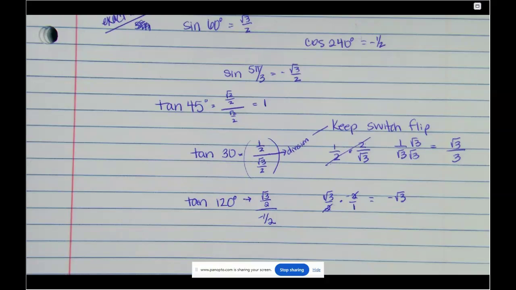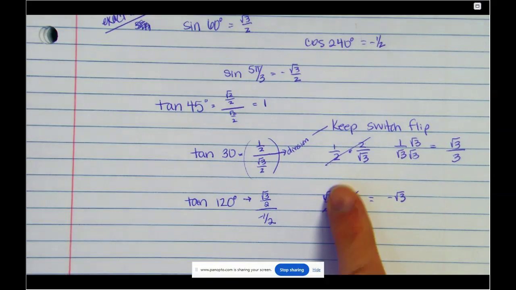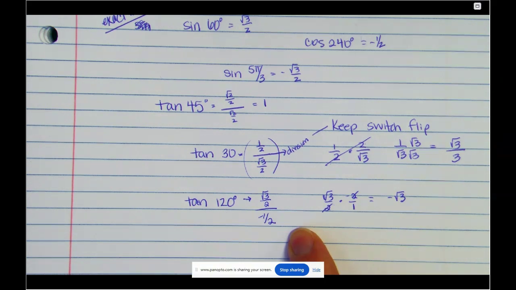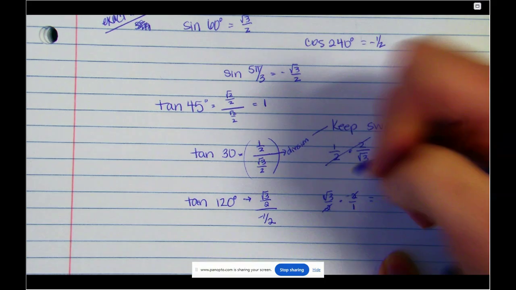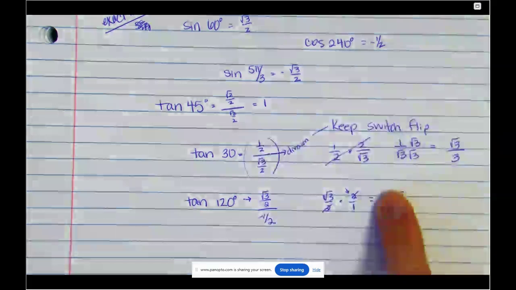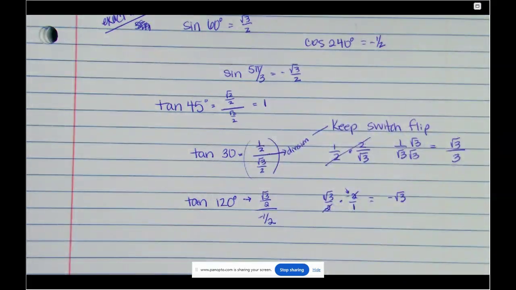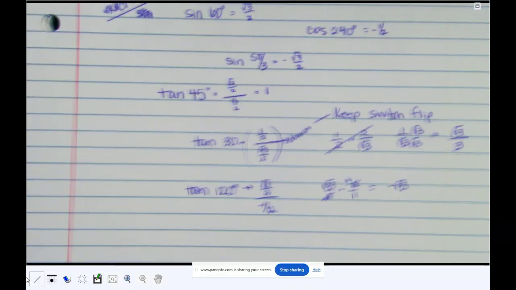Why can you cancel a 2 and a negative? Because I kept the negative. What's negative 2 divided by 2? Negative 1. I kept the negative. It's there because it's here. Will some of them always be able to cancel? You guys, that's a great question. You should always have something that cancels.